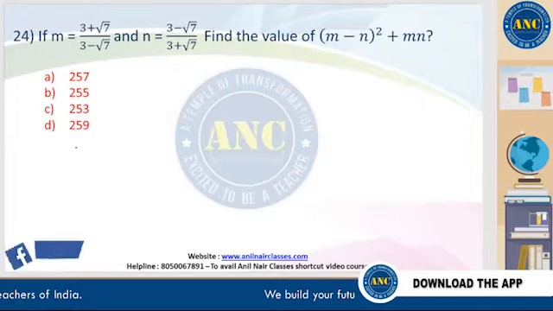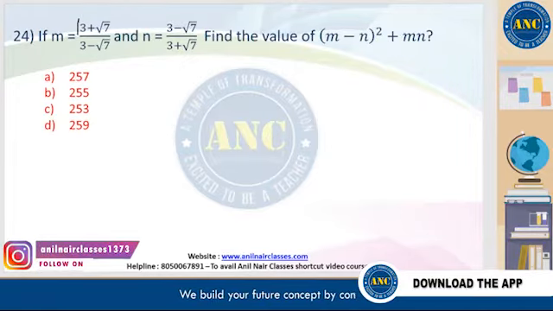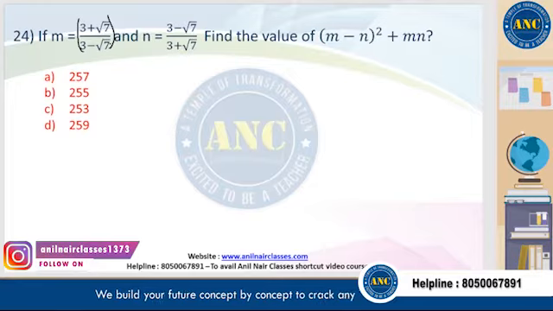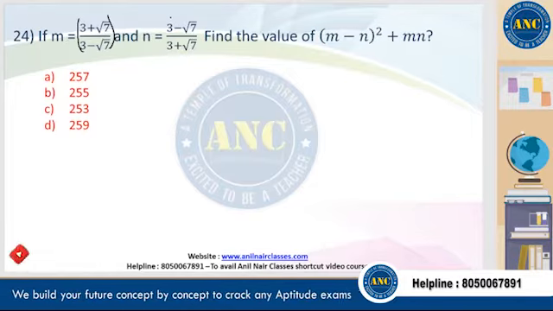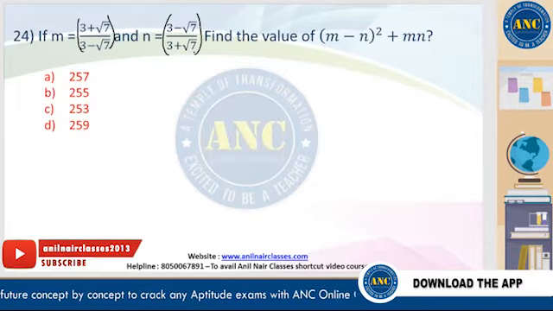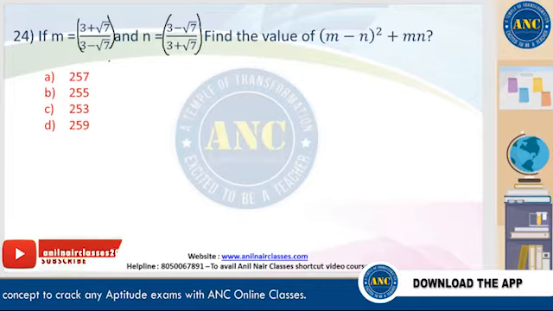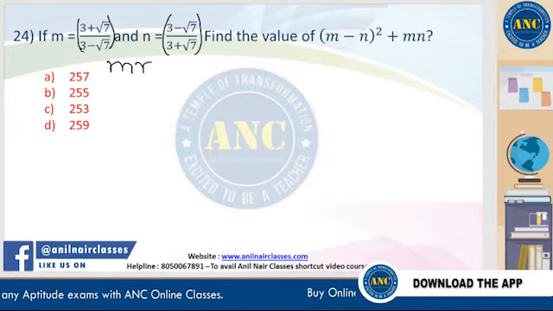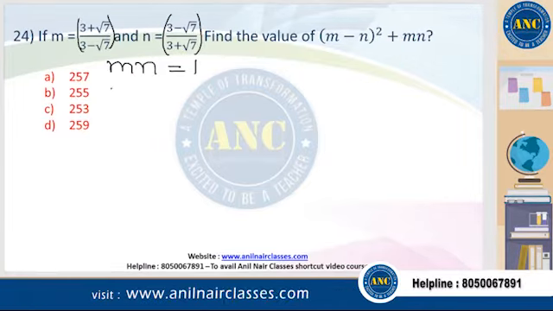Question number 24. (3 plus root 7) divided by (3 minus root 7) is nothing but m. (3 minus root 7) divided by (3 plus root 7) is nothing but n. So one thing for sure is the product is 1. That means they are reciprocals of each other.